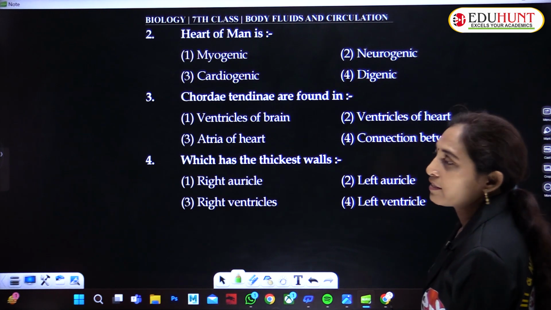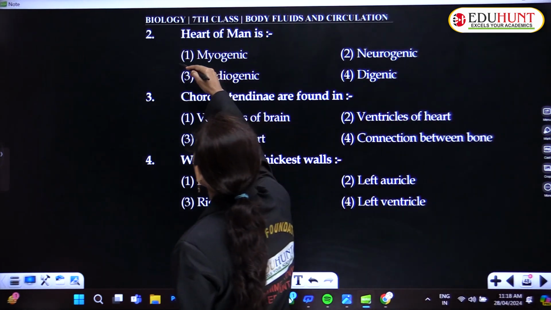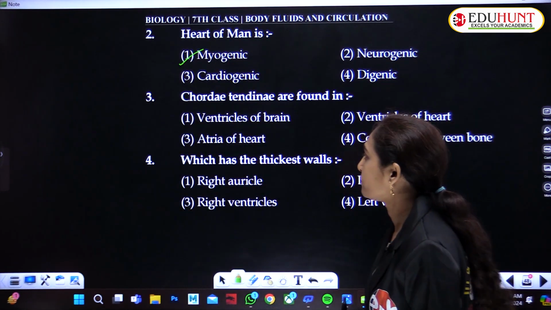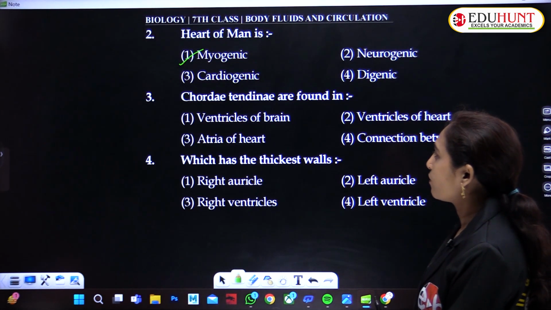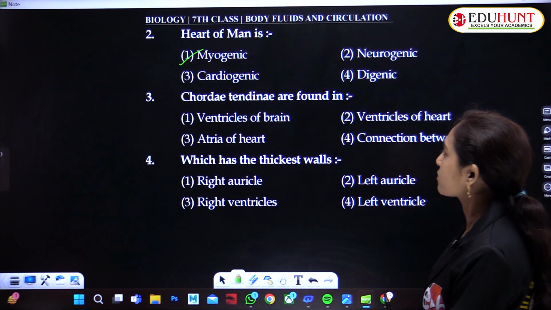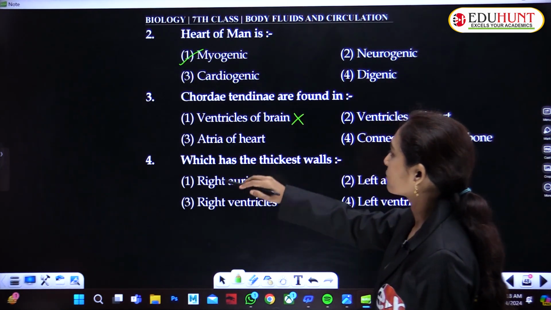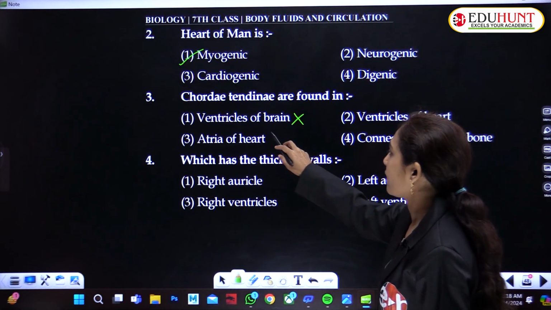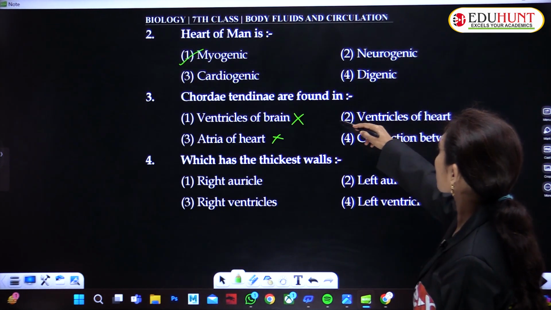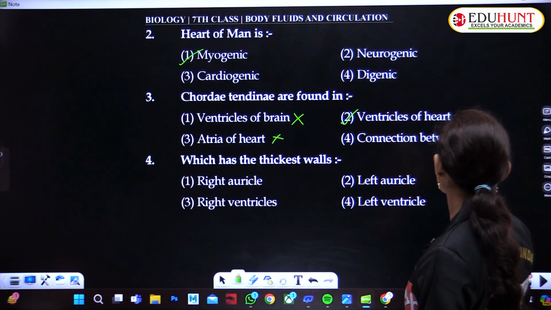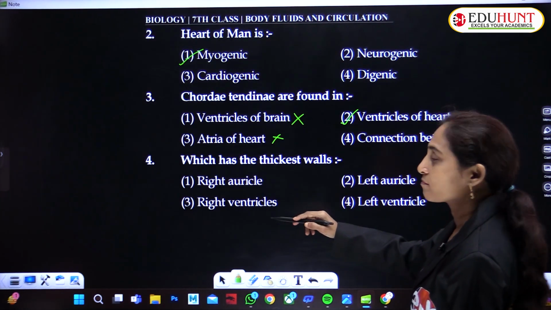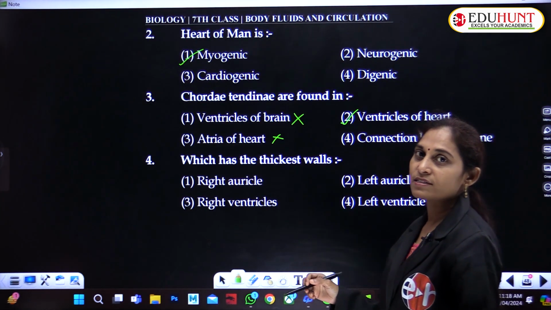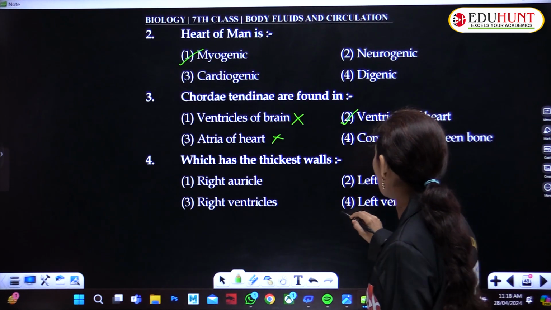Heart of man is, no doubt, a myogenic heart, muscular heart. Chordae tendineae are found in, ఎందులో ఉంటాయి కార్డే టెండినే, ventricles of brain? అసలు బ్రెయిన్ గురించి మనం అనుకోలేదు కదా, ఏట్రియా గురించి కాదు, ventricles of heart. Which has the thickest walls, టక్కుమని చెప్పాలి, that is left ventricle.